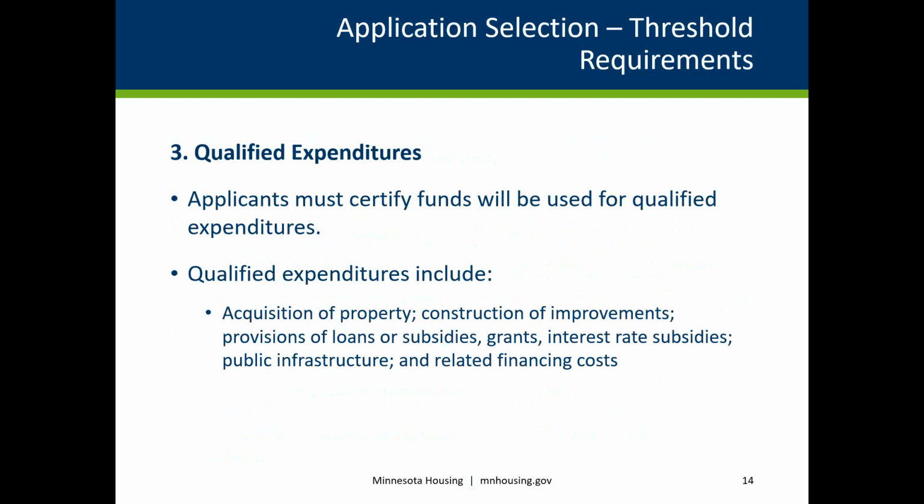Qualified expenditures. To meet the qualified expenditure threshold requirement, you will also have to certify at application that if awarded funds, those funds will result in the direct development of market rate residential rental properties. Examples of eligible uses of funds include acquisition of property, construction of improvements, and related financing costs.